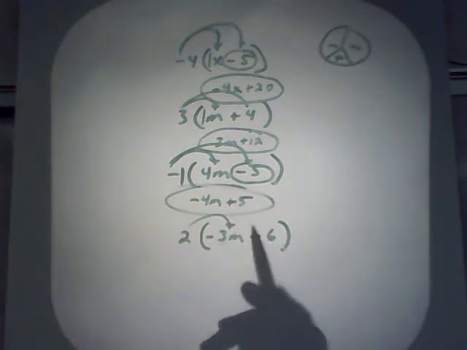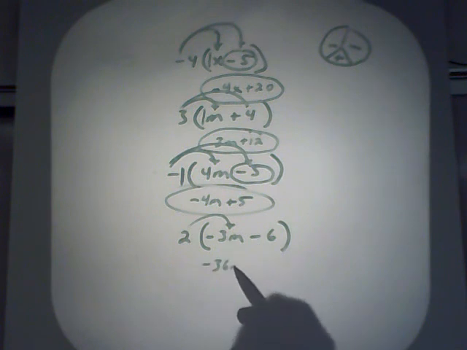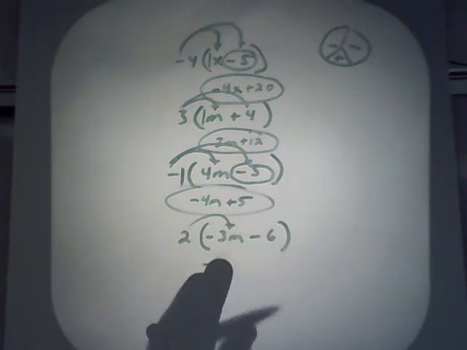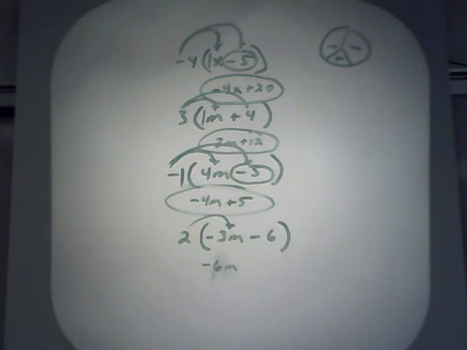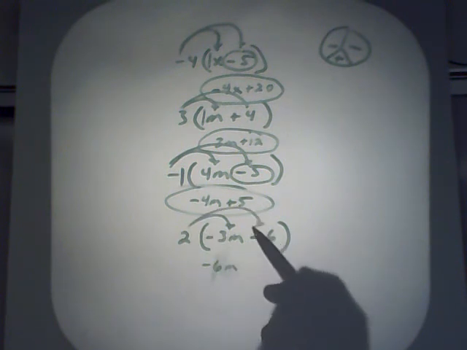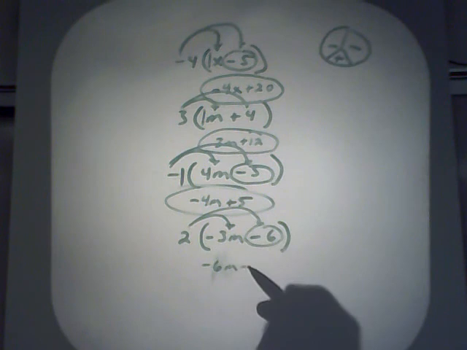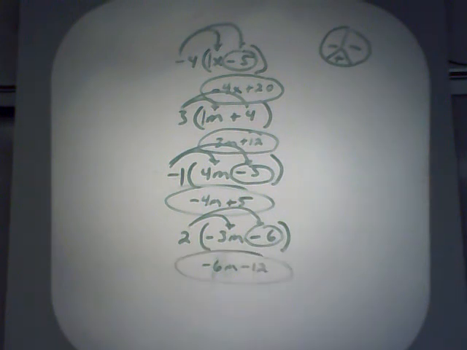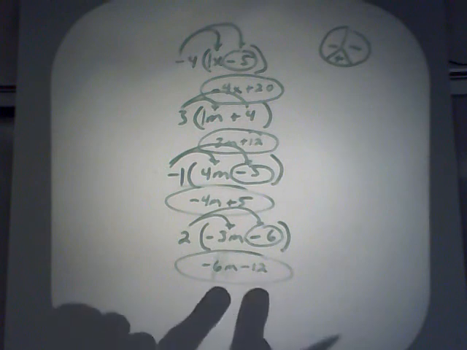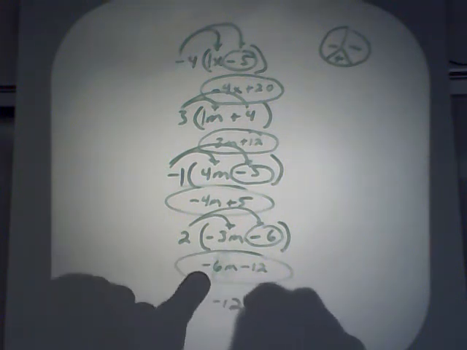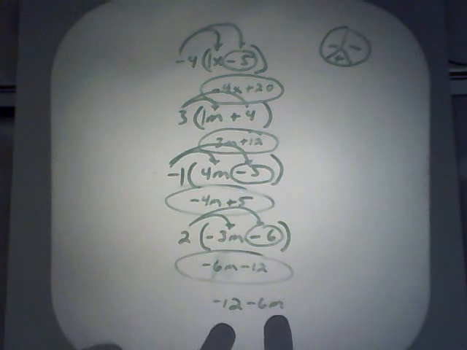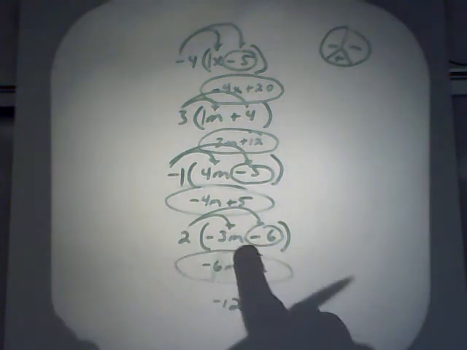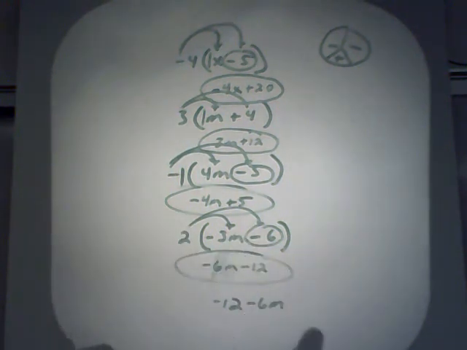2 times -3m gives me -6m. Oh, what the heck? -6m. There we go. 2 times a -6 gives me what? -12. Did you get -6m minus 12? Yes. Now, could I rewrite this -12 minus 6m? Is that still correct? Yes. All I did was move my terms around. Do I want you to do that? No. Why? Because it makes my life harder. And remember, it's all about me.